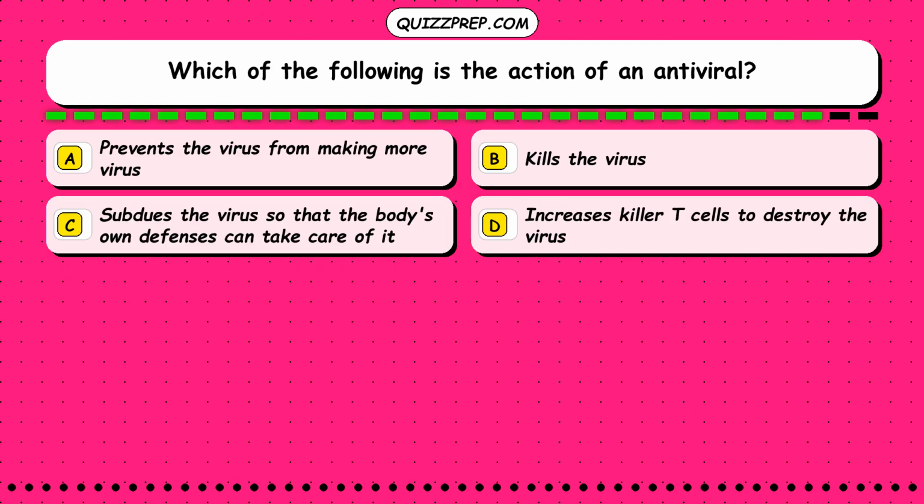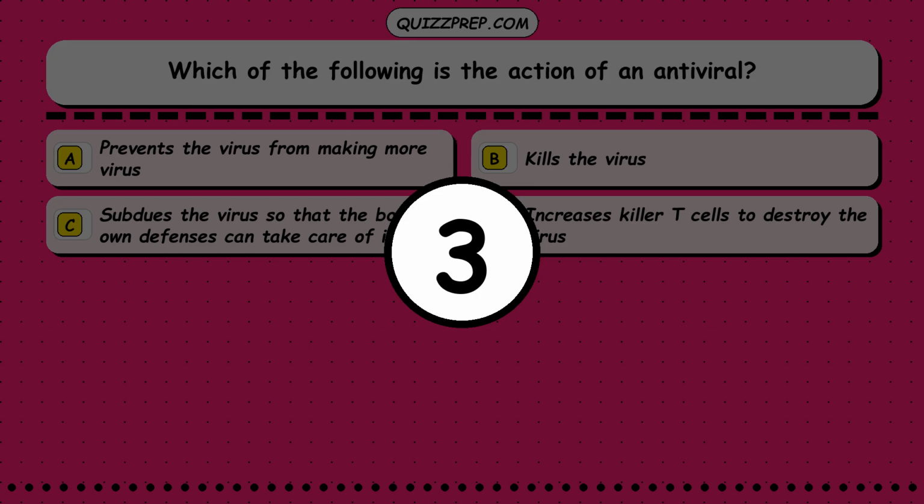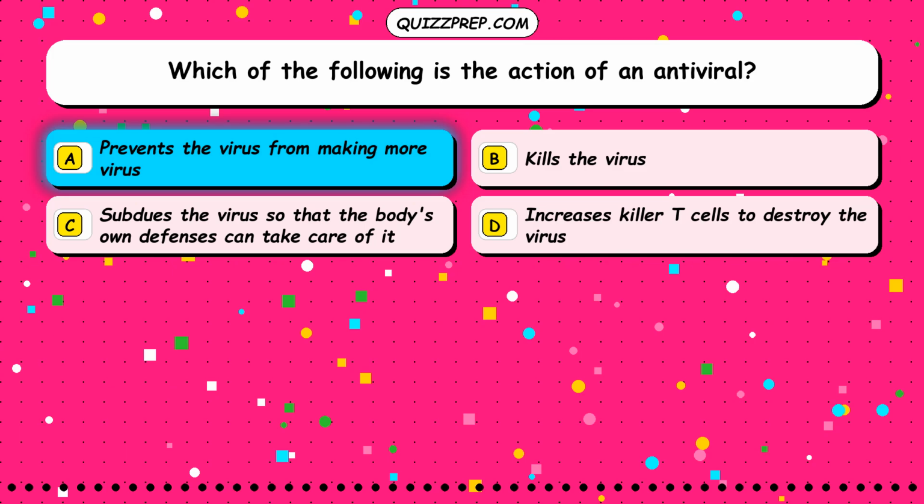Question 27. Which of the following is the action of an antiviral? Option A, prevents the virus from making more virus. Option B, kills the virus. Option C, subdues the virus so that the body's own defenses can take care of it. Option D, increases killer T cells to destroy the virus. The correct answer is option A, prevents the virus from making more virus.